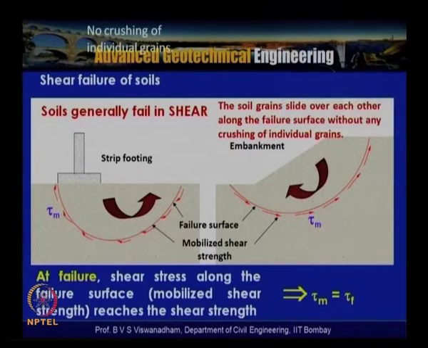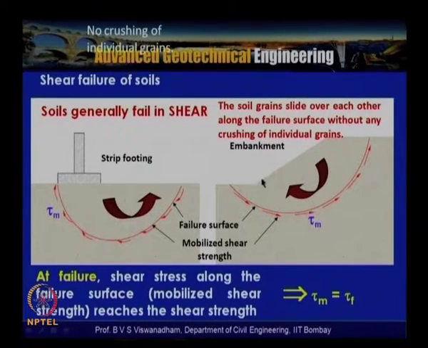Consider this slide, where we have a stiff footing. When it is subjected to excessive loading, there is a possibility that the footing experiences a failure surface. Before the failure surface forms, there is a certain mobilized shear strength to counter this external loading, and this is what we call the failure surface or slip line, with the mobilized shear strength along it.